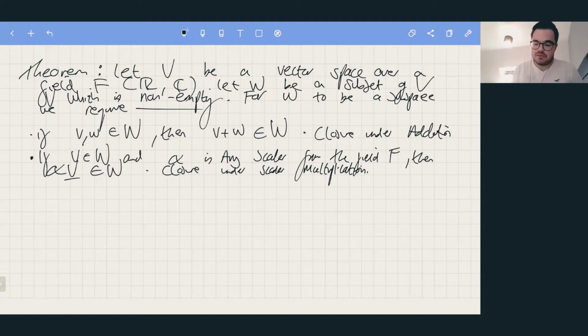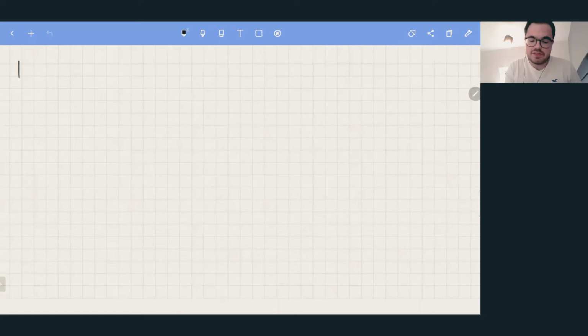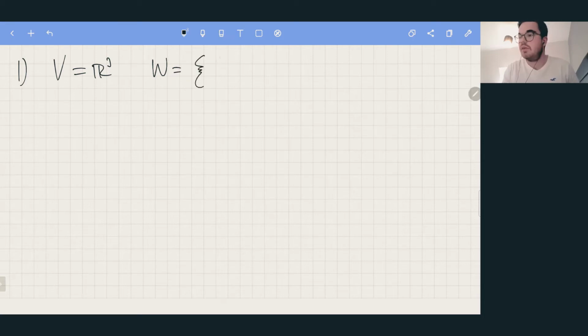Anyway, so we'll go to our first example. Let me just start a new page here. First example, we're going to let the vector space V be R cubed, and we're going to consider the following non-empty subset W equaling the set of all vectors of the form (A, 0, 4A), where A is a real number.